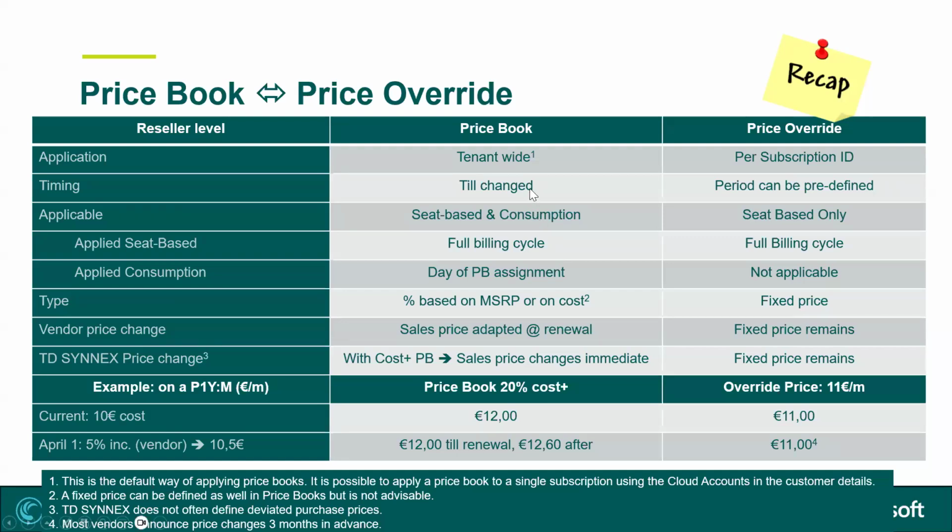For price overrides, you can define a period. You can say, for instance, I want to do 3 months. For the first 3 months, I'm going to give a better price. After that, the customer will pay the full price or the price defined by the price book.